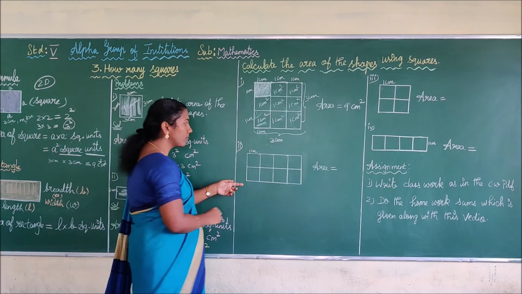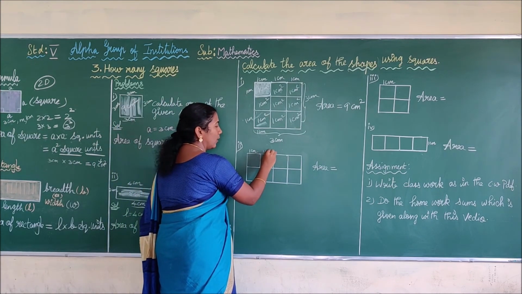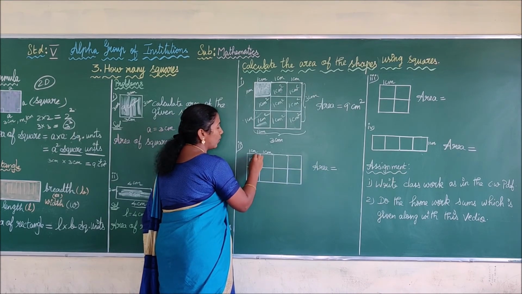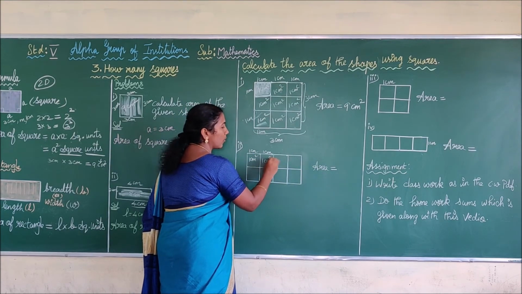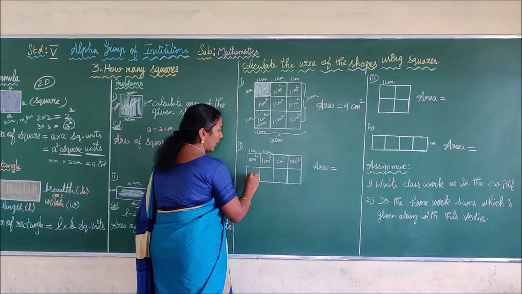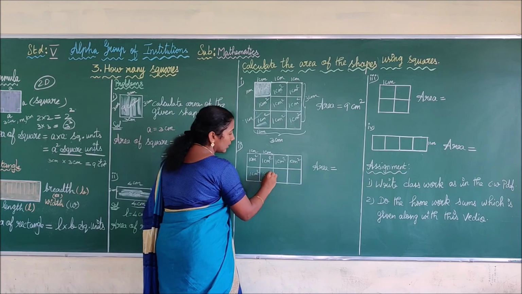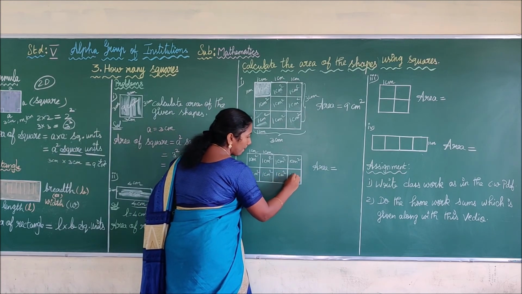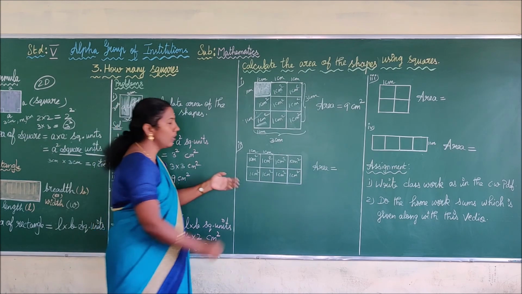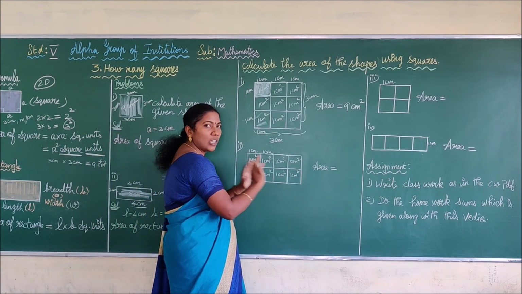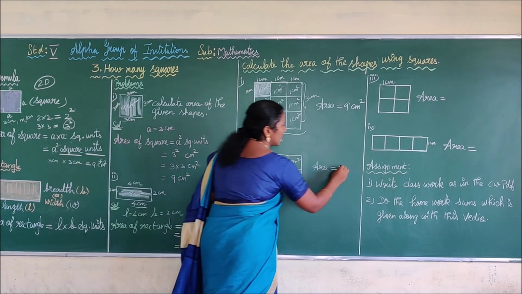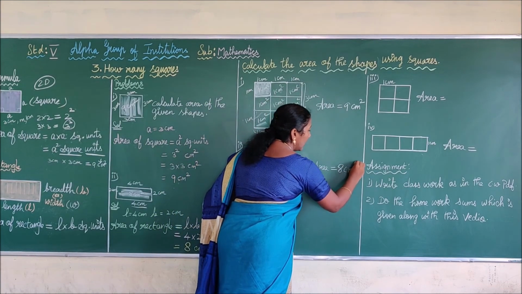See here. What is the length of this side? 1 centimeter. Similarly 1 centimeter, 1 centimeter. So what is the area of this square? 1 centimeter square, 1 centimeter square. Like that, you have to write it for every square. Now we are going to calculate the area of this shape. Okay. For that, what you have to do? You just count the squares. 1, 2, 3, 4, 5, 6, 7, 8. Thus the area of this shape is 8 centimeter square.